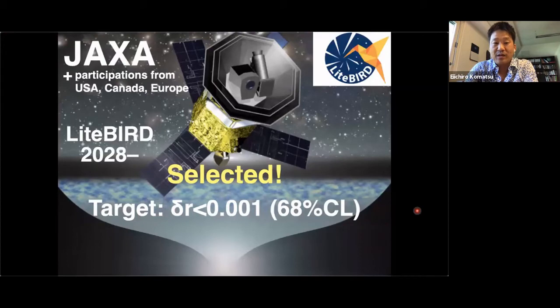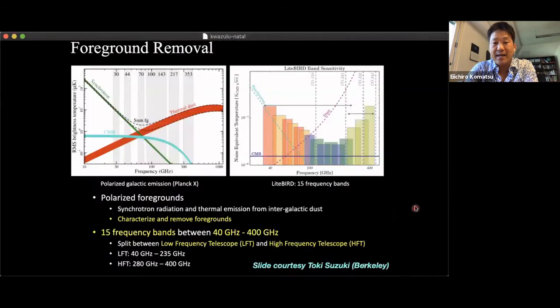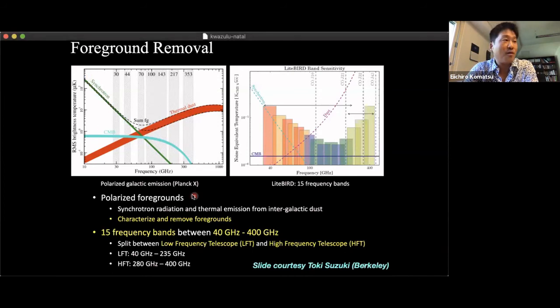So with LiteBIRD, we want to improve on the upper bound on r by a factor of 100 to go to the 0.001 level. And to this end, we have 15 bands, okay? Because, I don't know if you remember, but at the beginning, I showed you the microwave sky, and you see the galactic plane in the middle. That galactic plane is also polarized. Thermal dust and synchrotron radiation are polarized, so we have to remove this dust and synchrotron foreground by having multi-frequency.